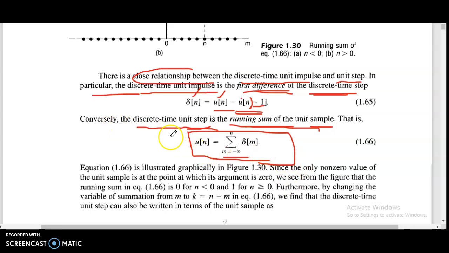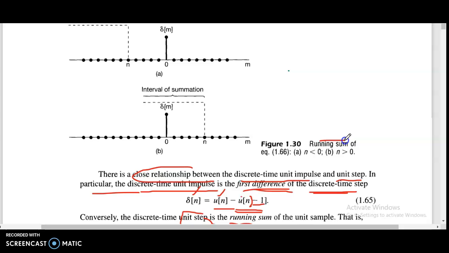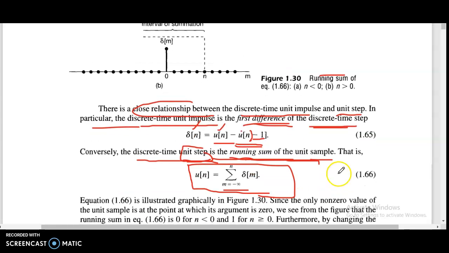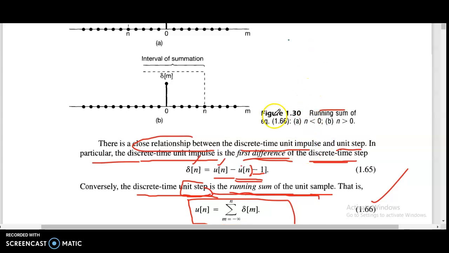Conversely, the discrete-time unit step is the running sum of the unit sample. Here we will see the running sum equation, equation 1.66, under the condition that n is less than 0.